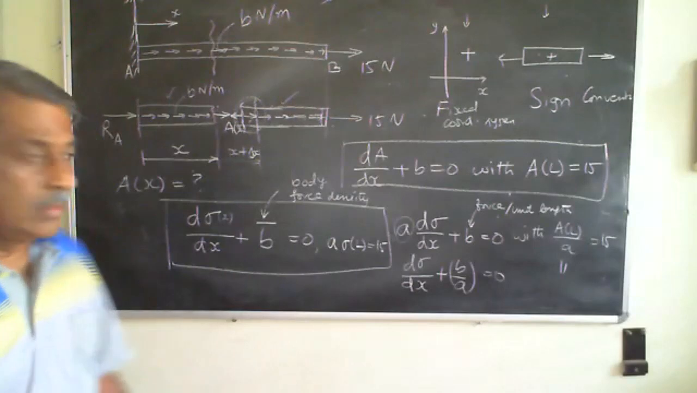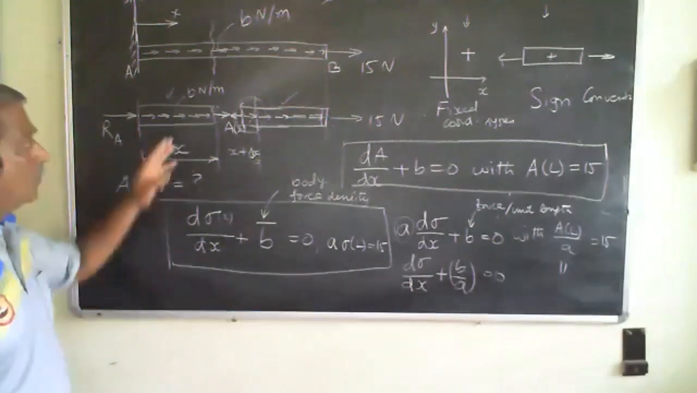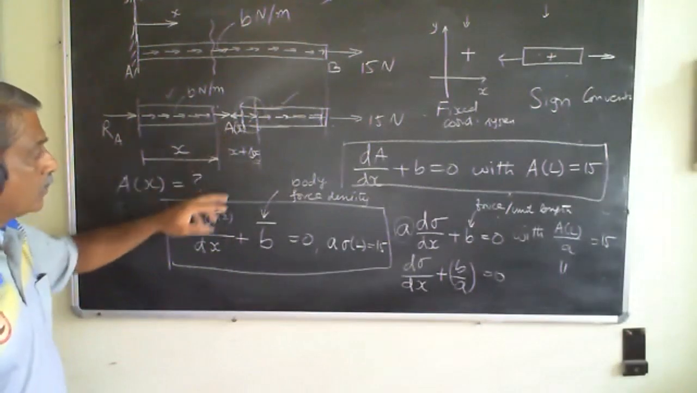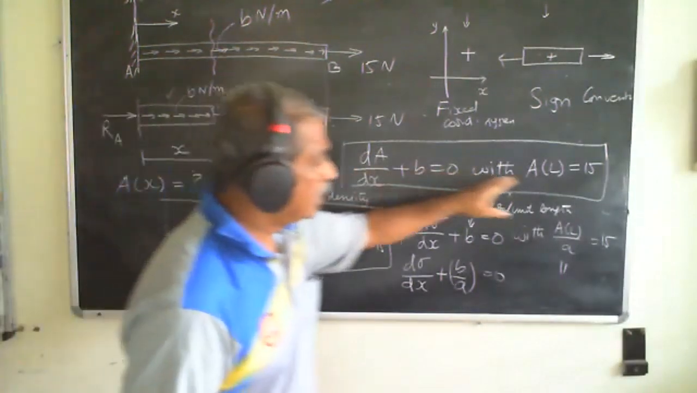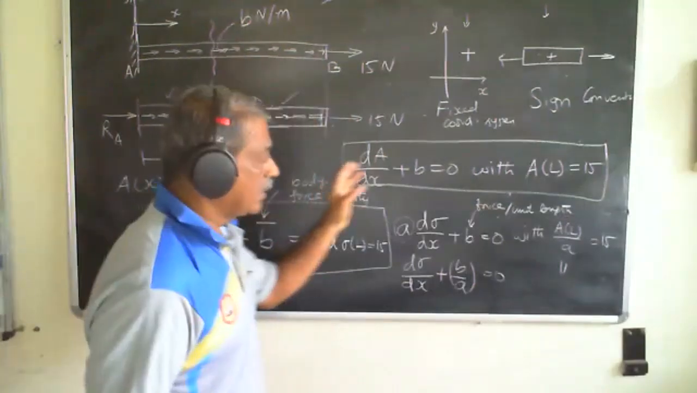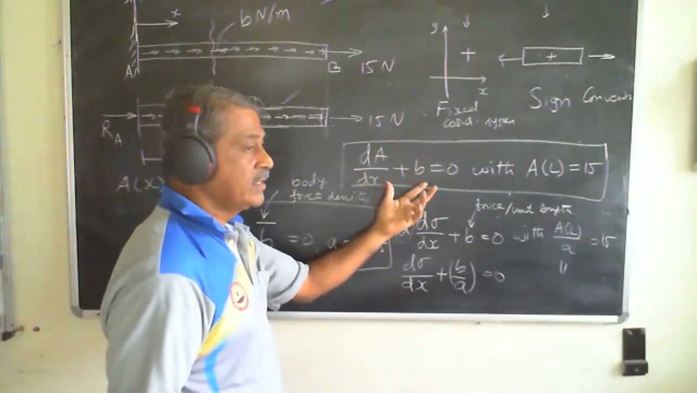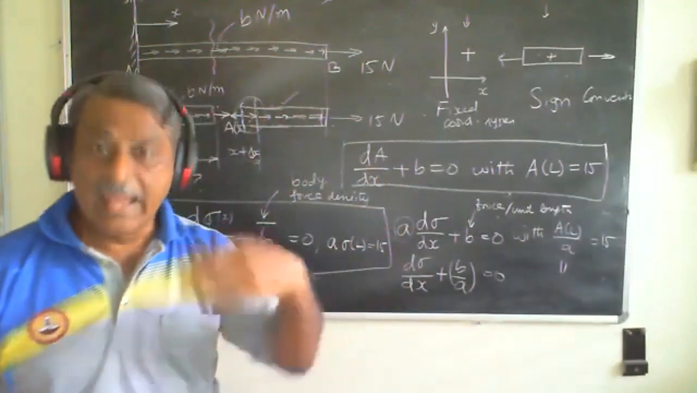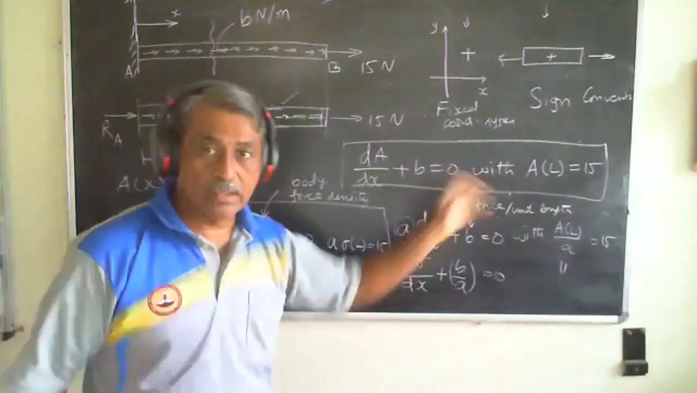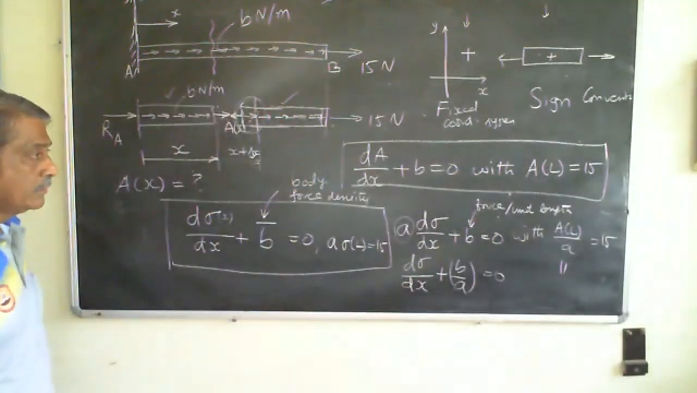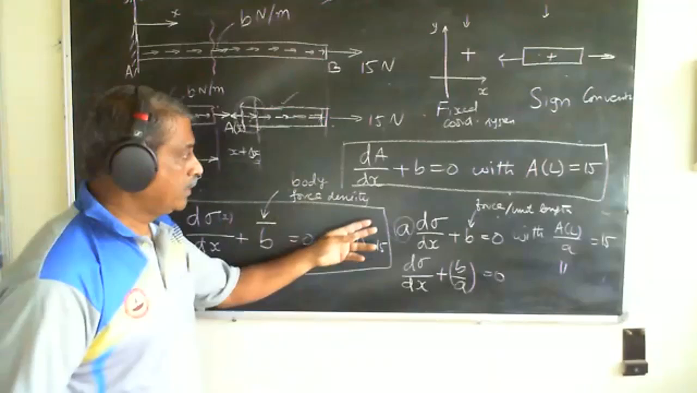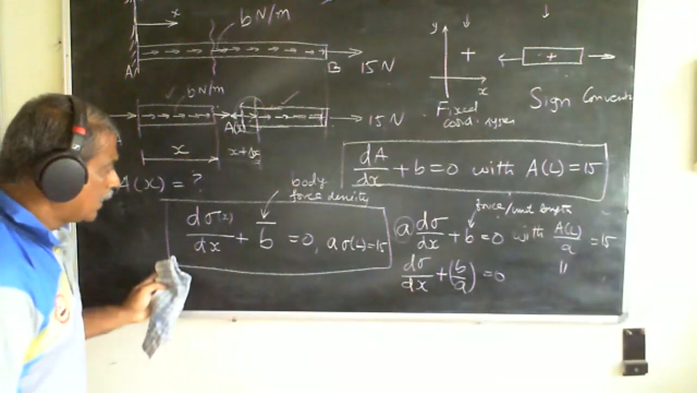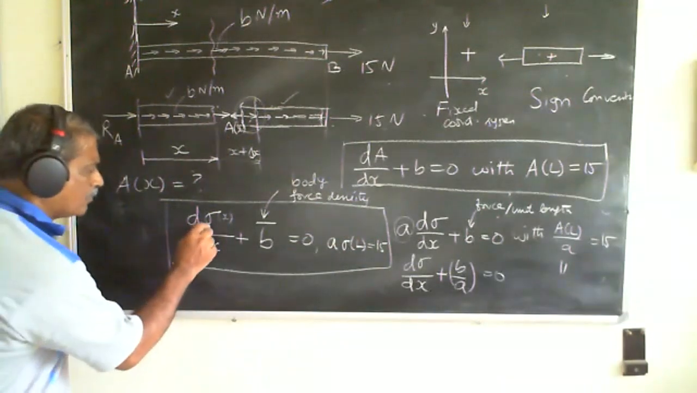Right? So what did I do? I cut the bar, revealed the internal forces, and I could write an expression like this. This equation essentially tells me that I can find out this value of A at any point by solving this equation, right? And then what we did was, well, if I have to calculate stress, then I can write it like this. What kind of stress is this?